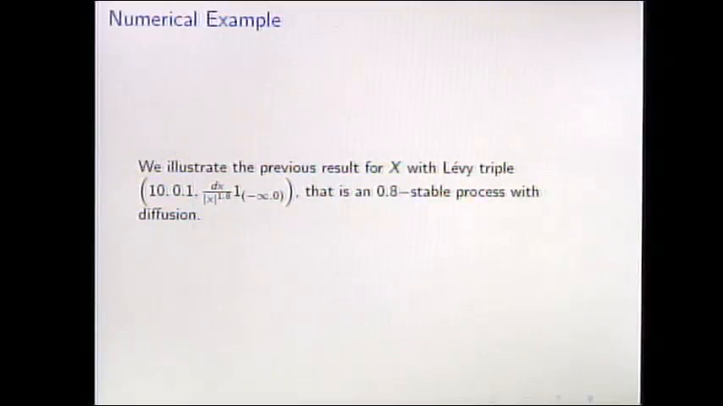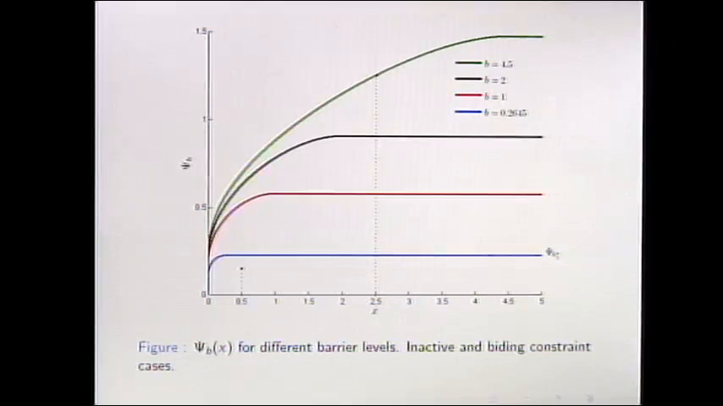So as a numerical example, I'm going to take the x as a Levy process with gamma, the positive drift 10, for example, a diffusion term 0.1, and this is going to be the Levy measure, which is basically telling us this is a 0.8 stable process with diffusion. And for that case, this is how the function phi c sub b behaves.